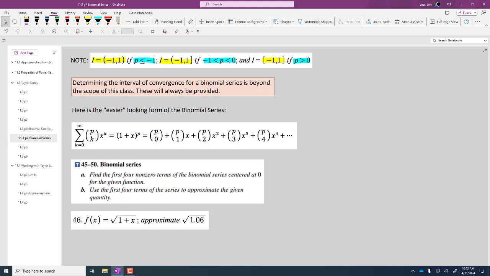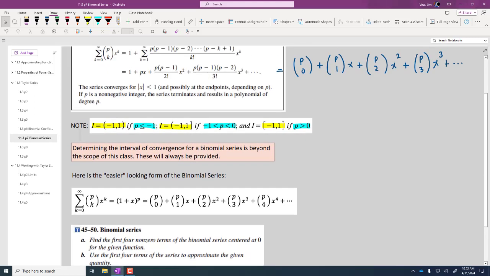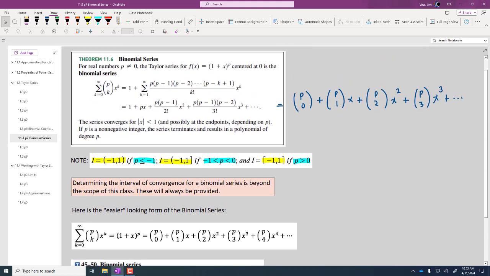And you can never have a p of 0? Yeah, p is never going to be 0, because the numerator is then always going to be 0, so you don't really have a series anymore. Gotcha. Degenerate series.